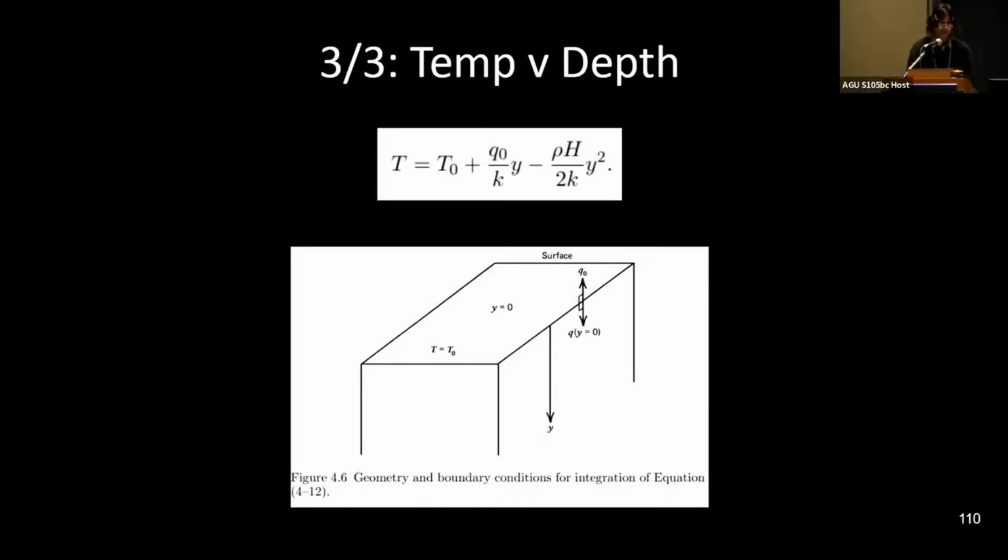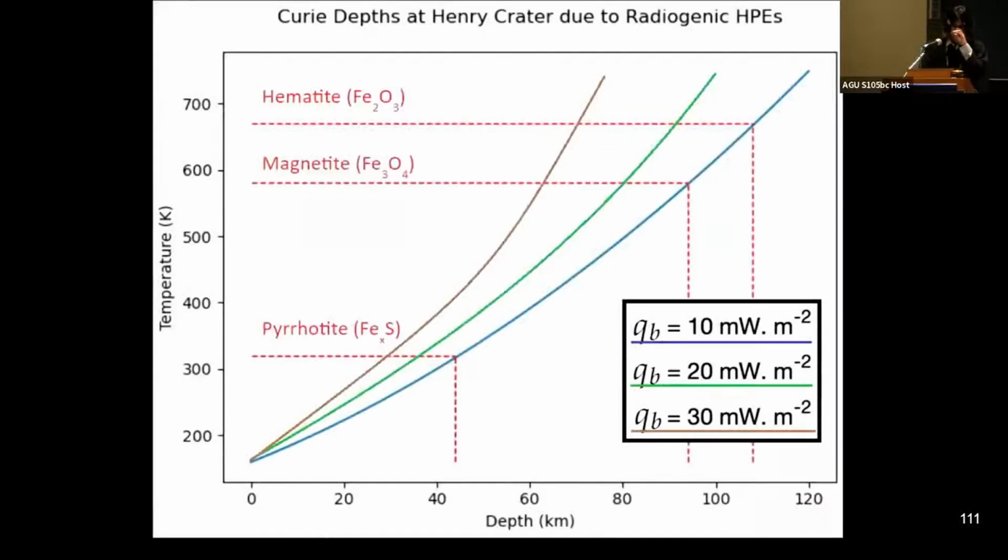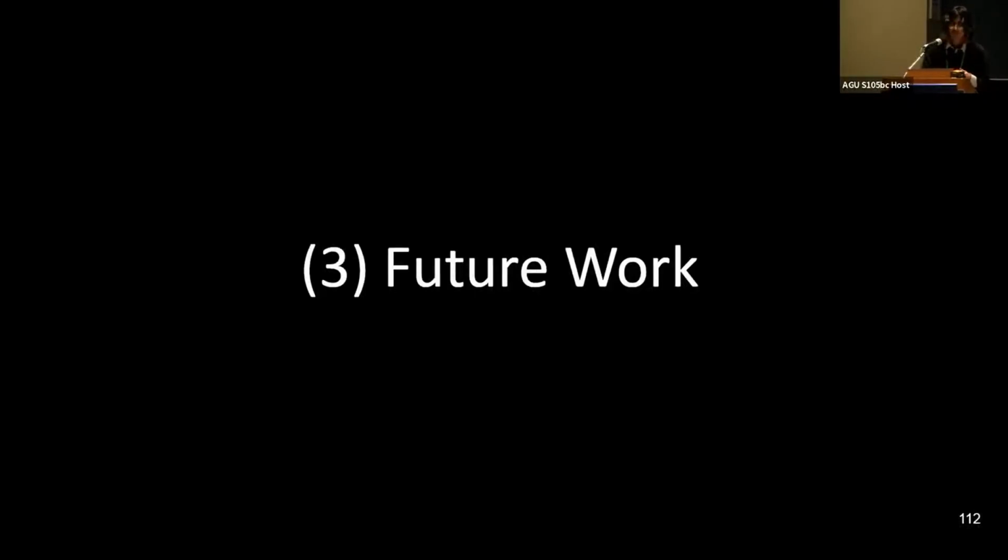It's a simple calculation after that, assuming a linear crust. And then we get the Curie depth at Henry crater, a plot of temperature versus depth that we can use to estimate. This is where the future work goes. So we have a lower estimate, or lower bound.